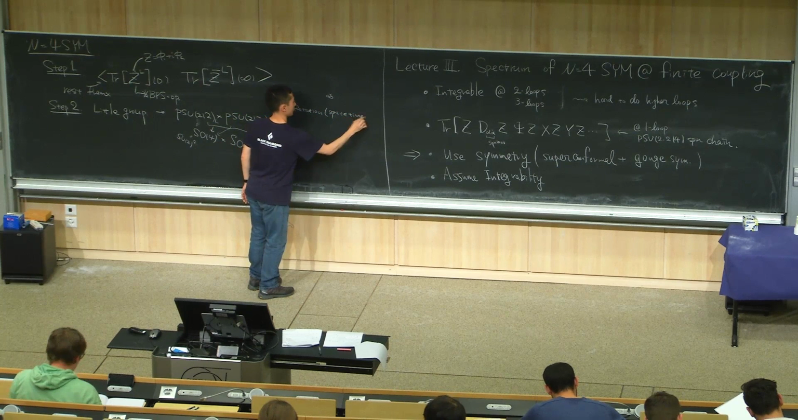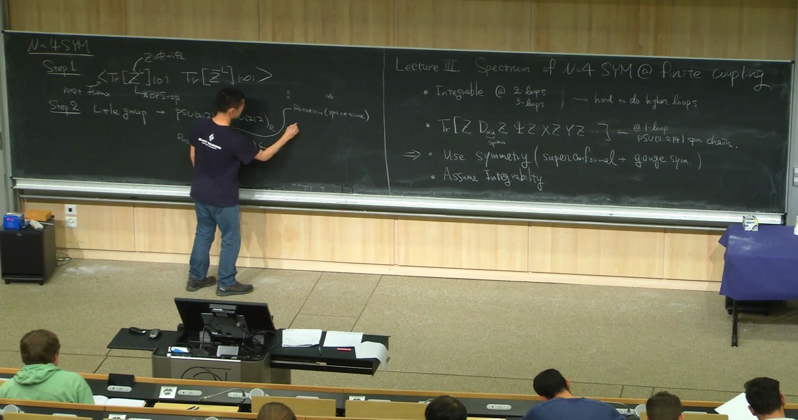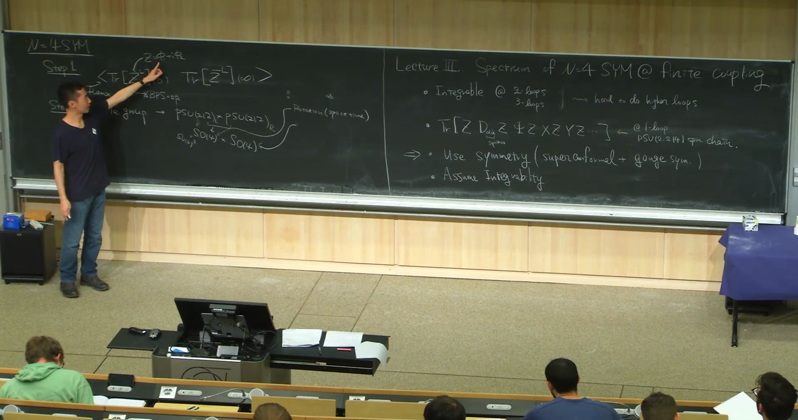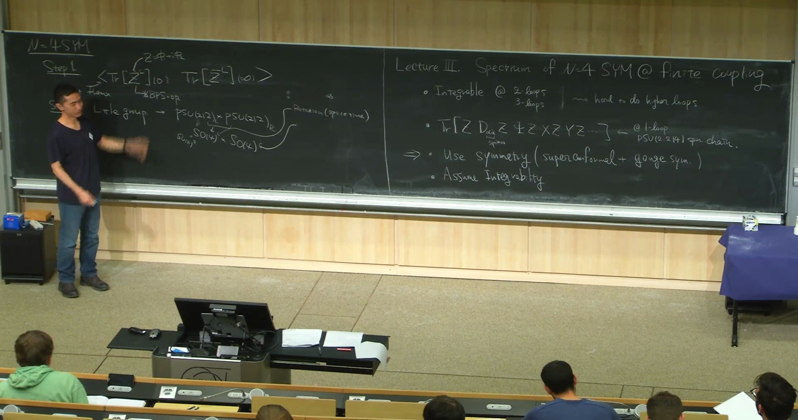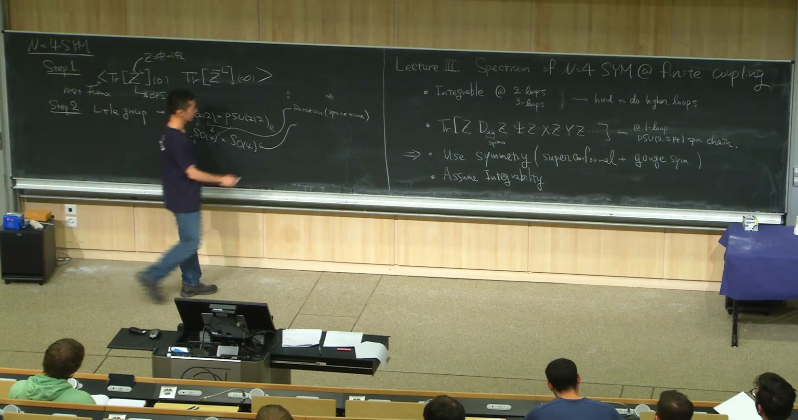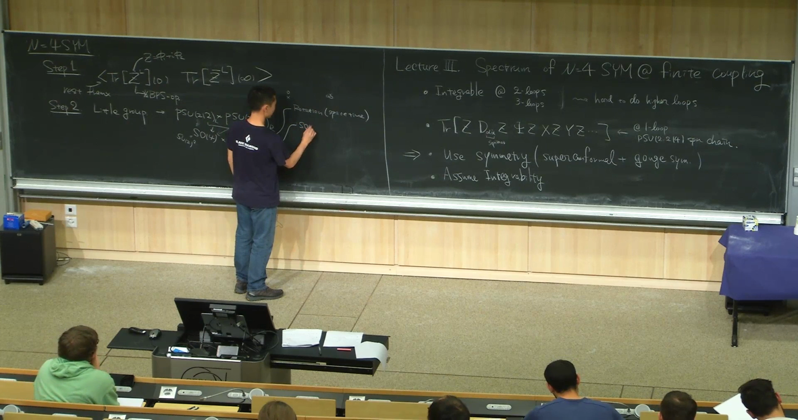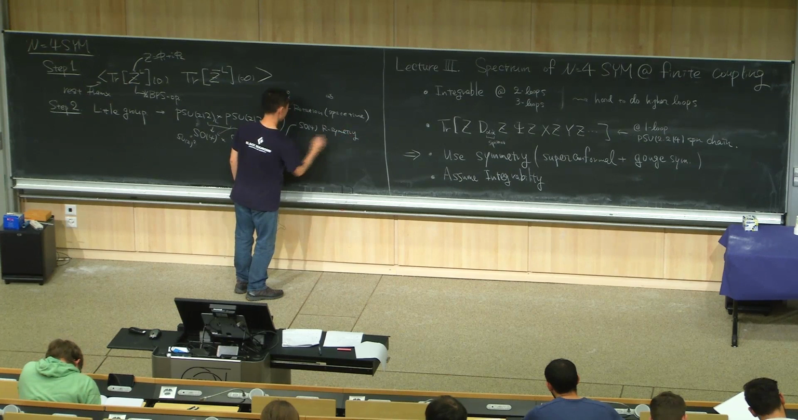So what is the other SO4? The other SO4 is also easy to understand. If you look at this correlation function, I'm only using two of the six scalar fields. Remember, N=4 super Yang-Mills has six scalars, but I'm only using two of them. So it's clear that there is an SO4 subgroup of R symmetry, which basically rotates phi 3 to phi 6: 3, 4, 5, 6. That's SO4.